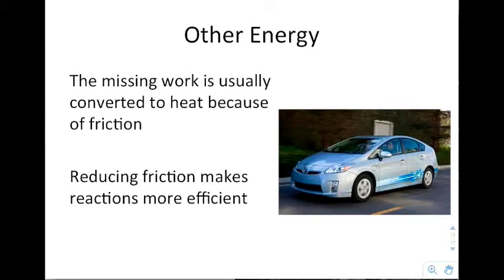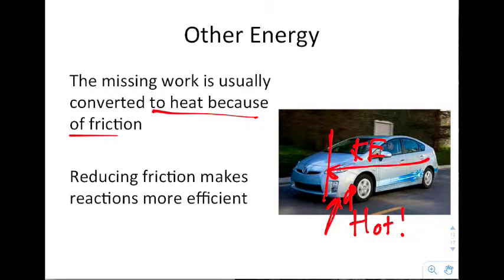So the missing work is usually converted into heat because of friction. And you see that most often with cars. If you were driving along in a car, you have kinetic energy. If you have kinetic energy and all of a sudden you slam on the brakes, it looks like that energy has been destroyed. But instead, that energy was converted by friction into heat. So if you were to touch the brake pads right here, they would be extremely hot because all of that kinetic energy has been converted into heat.